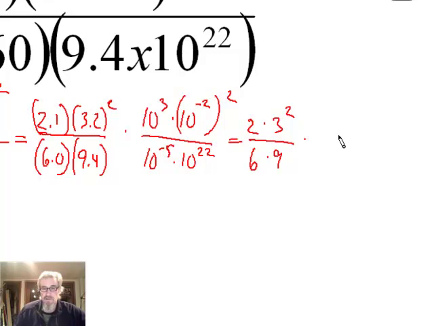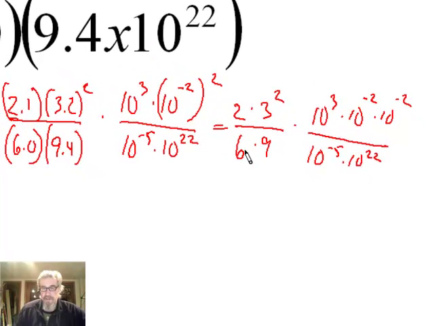Now, exponents. 10 to the third, 10 to the negative 2 squared is 10 to the negative 2 times 10 to the negative 2, and in the denominator I have 10 to the minus 5 times 10 to the 22. Mantissas have been simplified, and we can see that we can simplify this even more yet. 3 squared is 9, so 3 squared and 9 cancel out. 2 and 6 cancel out to give you just 1 over 3. And so our new mantissa is 1/3.